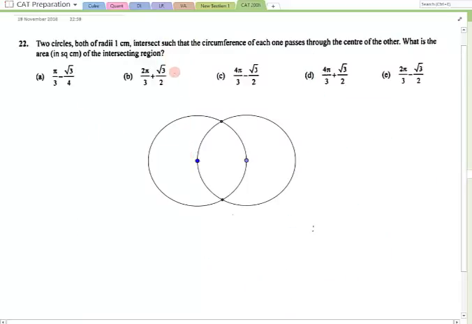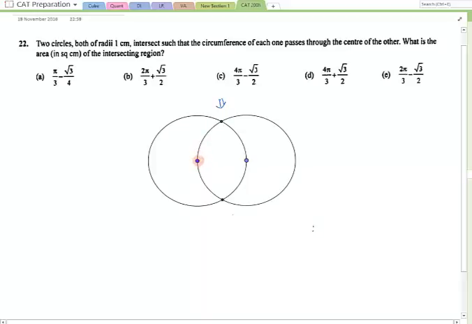So this is the third geometry question in the same paper, and this is based on circles. What we have been given is that there are two circles of radii 1 centimeter which intersect each other and pass through the center of the other. What is the area of the intersecting region? This diagram was not provided in the question. I have drawn it, but let's see how we would approach this.